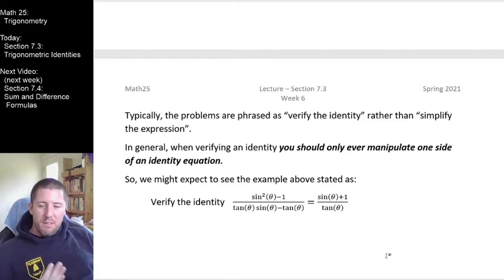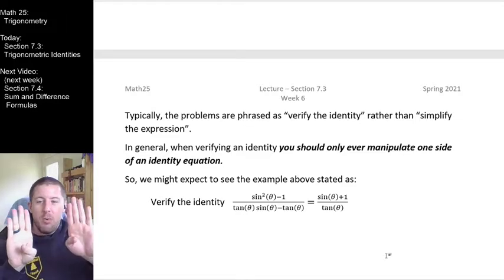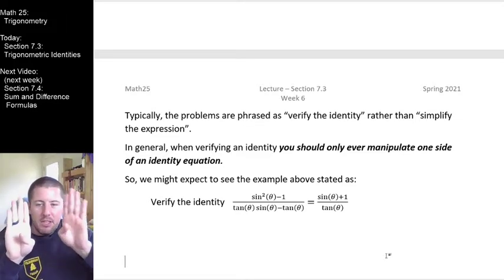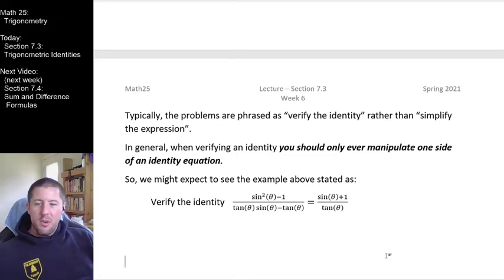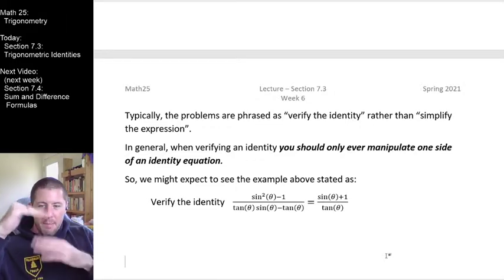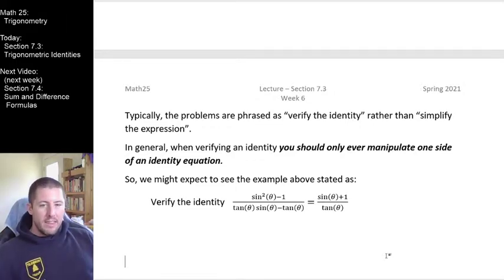When it's phrased as verify the identity, it's now more of saying, here are two expressions, and you either need to work this side to make it look like this side, or take this side and make it look like this side. And if you can do either one of those things, then you've verified that this must be an identity, something that's true for all of the possible angles. So this is sort of our way of saying this is what your end goal is. It's giving you the answer in a sense. Your job is to fill in the gaps as to how do we get there.